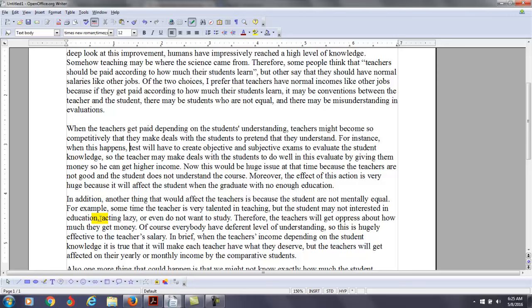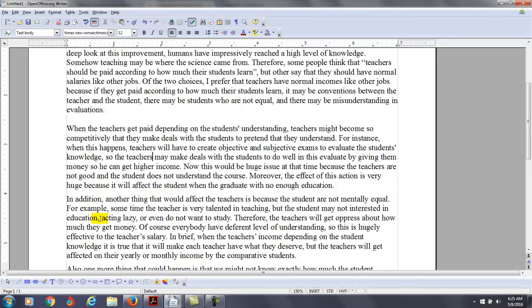So for instance, when this happens, teachers will have to create objective and subjective exams to evaluate students' knowledge. So I'd like you to review the apostrophe. So if you go to Google, just put in there how to use the apostrophe in academic writing and review that at a website.